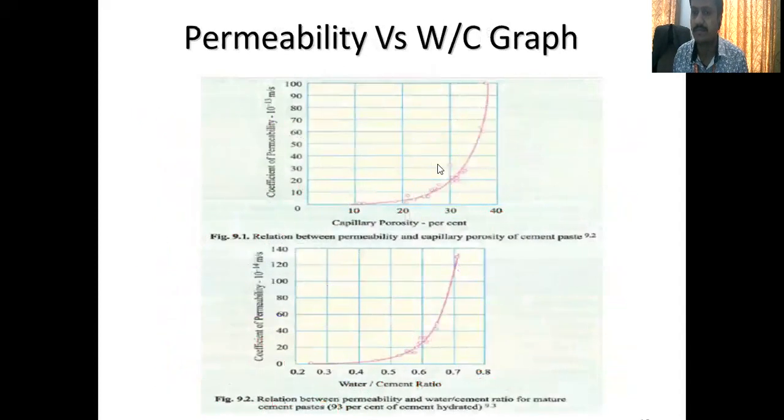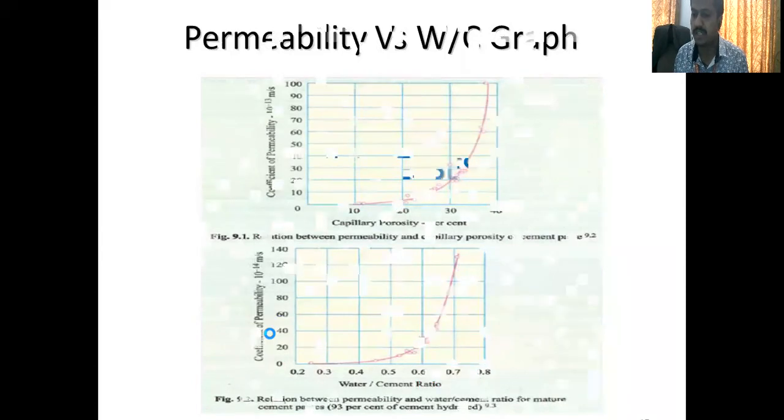Okay, see, the permeability against water cement ratio graph is also given. If you see the coefficient of permeability, it goes on increasing as your water cement ratio goes on increasing. That is why we have to use the lowest possible water cement ratio. If you use a low water cement ratio, again permeability is on the lower side.